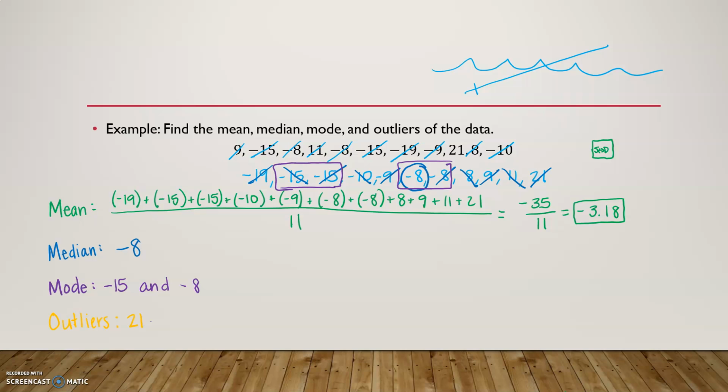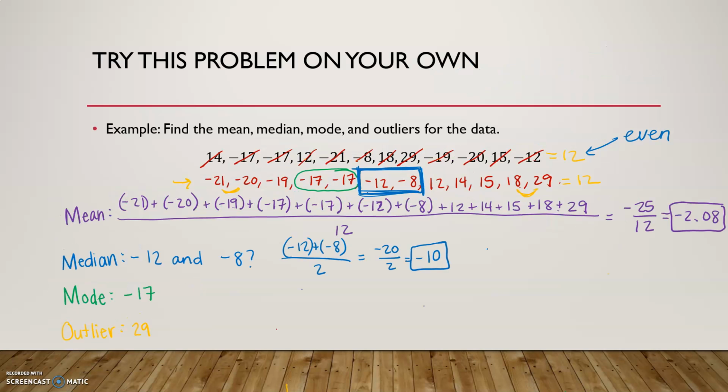A problem like the earlier one was an odd one because we had 11 terms, so there's just one number in the middle. But when it's even, there's nothing in the middle. We would need one more number to be in the middle. So we just add the two that are together in the middle, add those together, and then divide by 2.